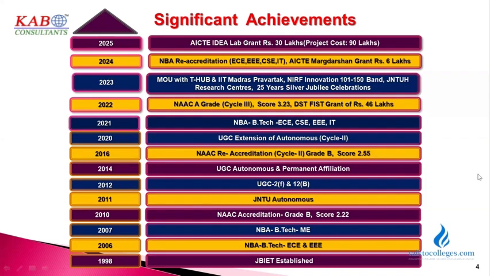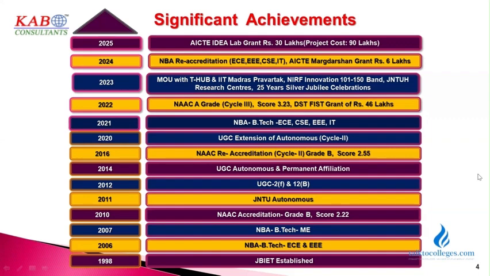In 2012, we received 2F and 12B clearance from UGC. Subsequently, we became UGC autonomous in the year 2014. The autonomy of JNTU was first received by us in the year 2011 itself. Now the institution has NAAC grade A, and 4 of our branches are accredited, namely EEE, ECE, CSE, and IT. All these 4 branches are accredited under Tier 1 NBA. Tier 1 is the accreditation that is given to autonomous institutions.